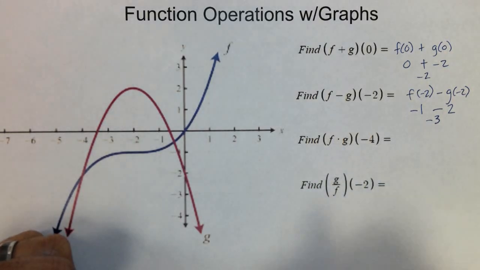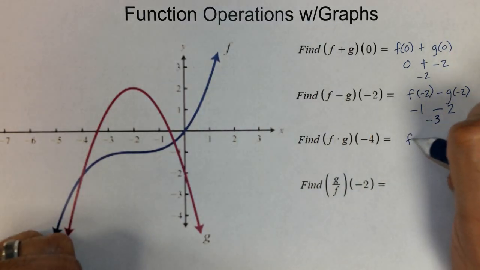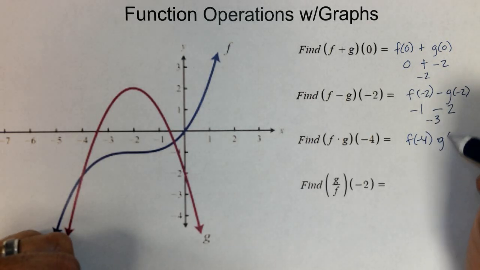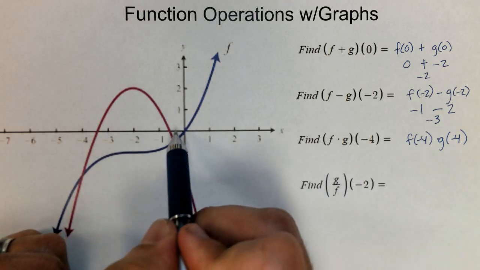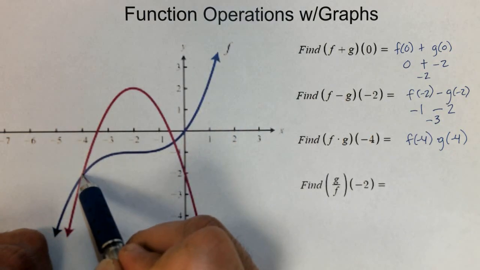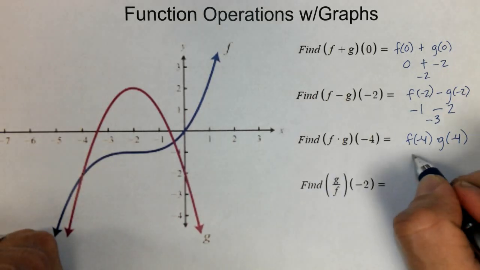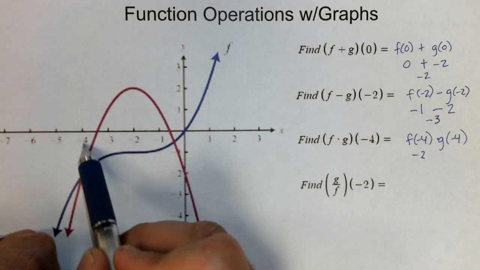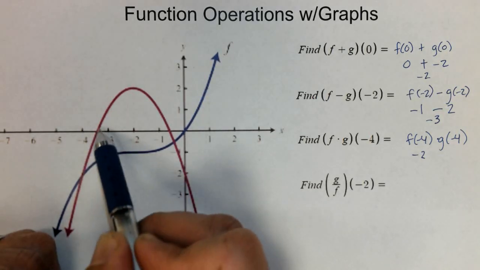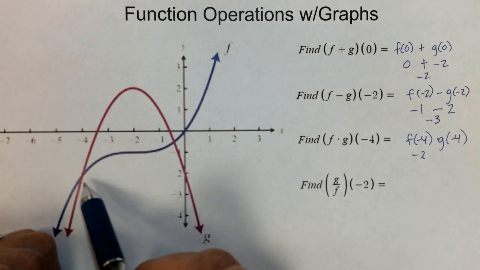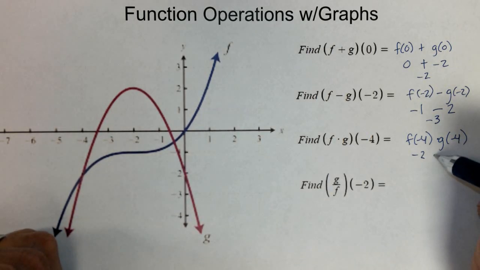Let's do the multiplication and division. So, I'm going to take the value of f at -4 and multiply it by the value of g at -4 as well. When f is -4, the output is down here, -2. g at -4 happens to have the same value. The output is -2 for both the red graph and the blue graph. So I'm just going to multiply -2 times -2, which gives me +4.